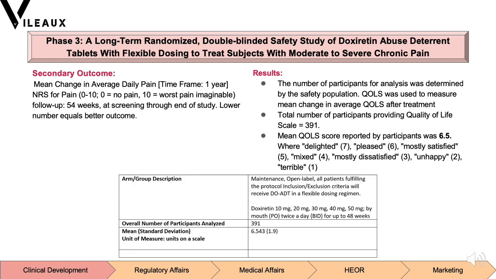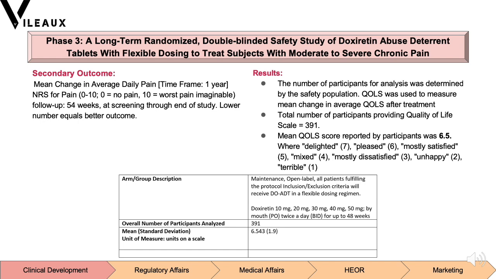The secondary outcome measures included a mean change in average Flanagan quality of life scale, a 7-point satisfaction scale which quantitatively assesses the cohort's quality of life. The 7 scale responses were delighted, which would be a 7, pleased, a 6, mostly satisfied, a 5, mixed, a 4, mostly dissatisfied, a 3, unhappy, a 2, and terrible, which is a score of 1.